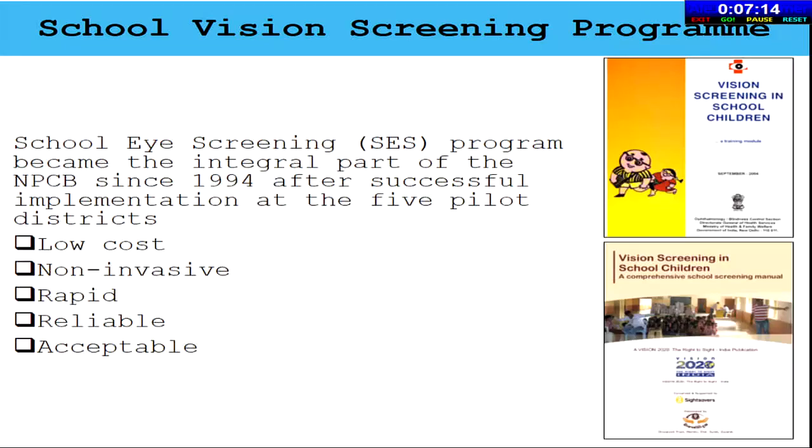And for screening, as far as the National Programme for Control of Blindness is concerned, we started way back in 1994. It is a fully centrally sponsored program where school teachers were trained and they were referring children, based on a specific cutoff of 6/9 visual acuity on the Snellen chart, to the ophthalmic technician. And the ophthalmic technician, after refraction, provides spectacles totally free of cost. So this is a low-cost, non-invasive program. All the criteria of screening are very much matching with the school vision screening program.